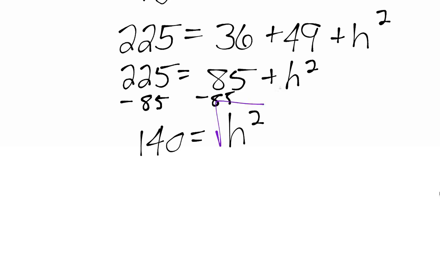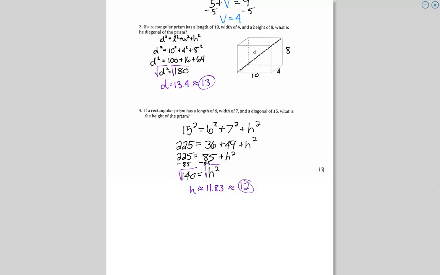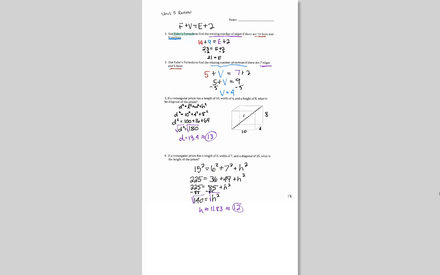Square root both sides. So h is about the square root of 140, which is about 11.83. So if I round that, I'm going to round that up to 12. Any questions on the first page for those that are joining us? Nope. All right.